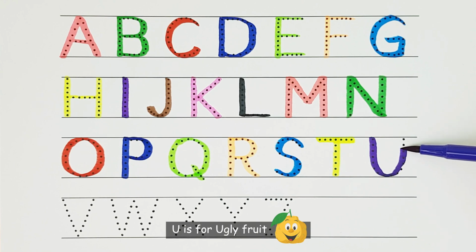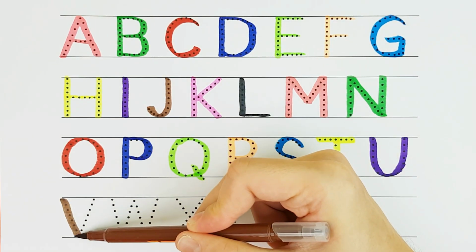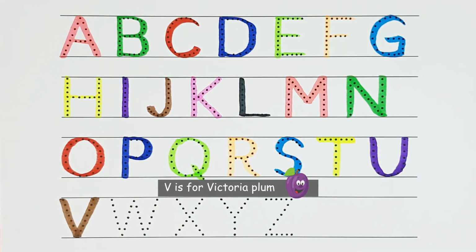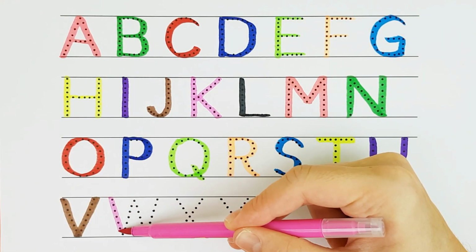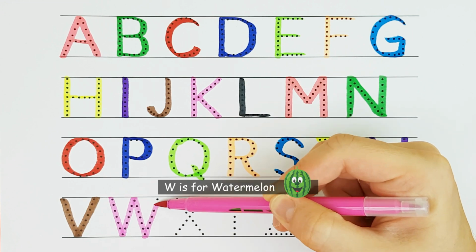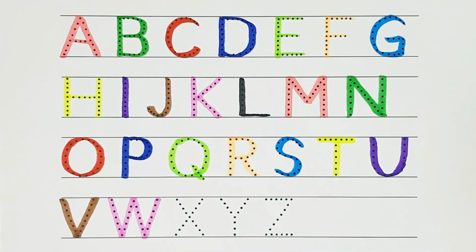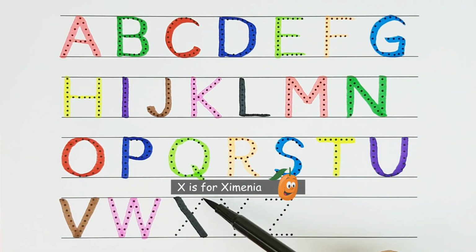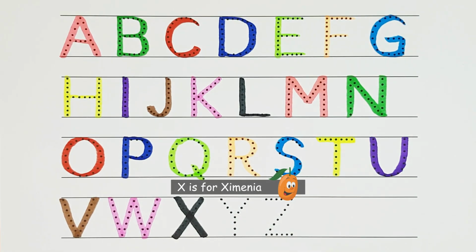U. U is for ugly fruit. U. V. V is for Victoria plum. V. W. W is for watermelon. W. X. X is for Ximenia. X.